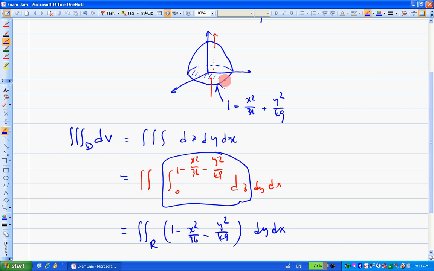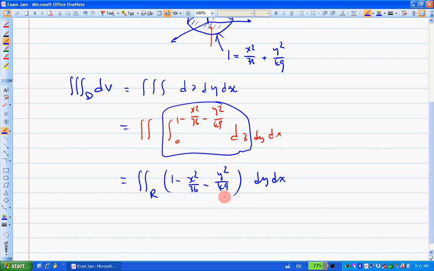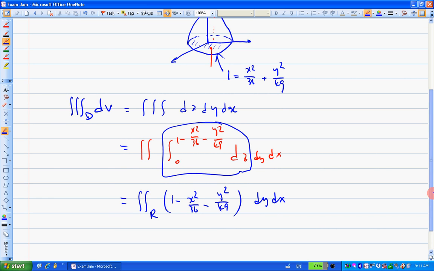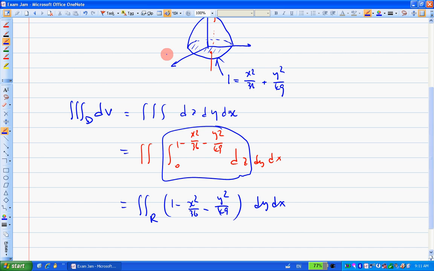But this is not a circle, this is an ellipse, so the limits are not as simple. If it were a circle, what would you do? You can use polar coordinates to simplify the situation. But this is an ellipse, so using polar coordinates actually won't work. In this case you can use Cartesian, but the Cartesian coordinates are a little bit complicated. In Cartesian, you choose either the y direction or the x direction first. If it's the y direction, you draw lines in the y direction, so you have the bottom part and the top part.